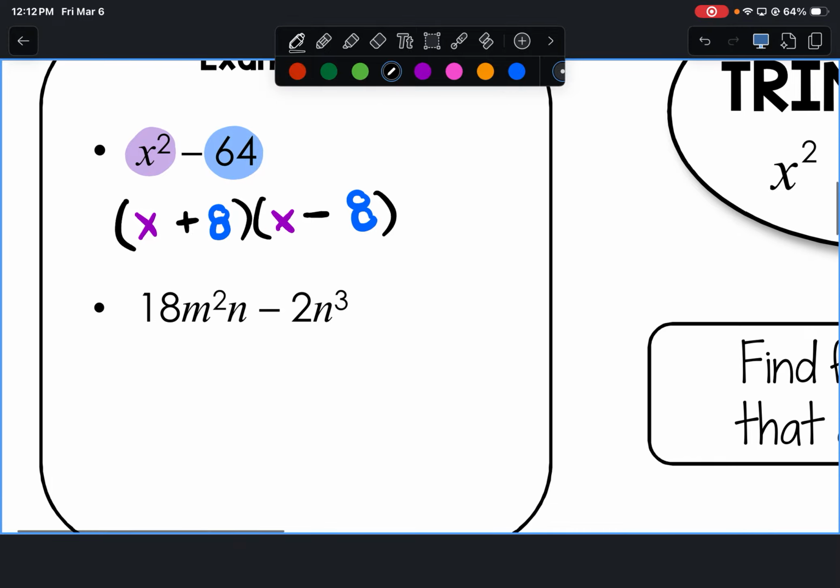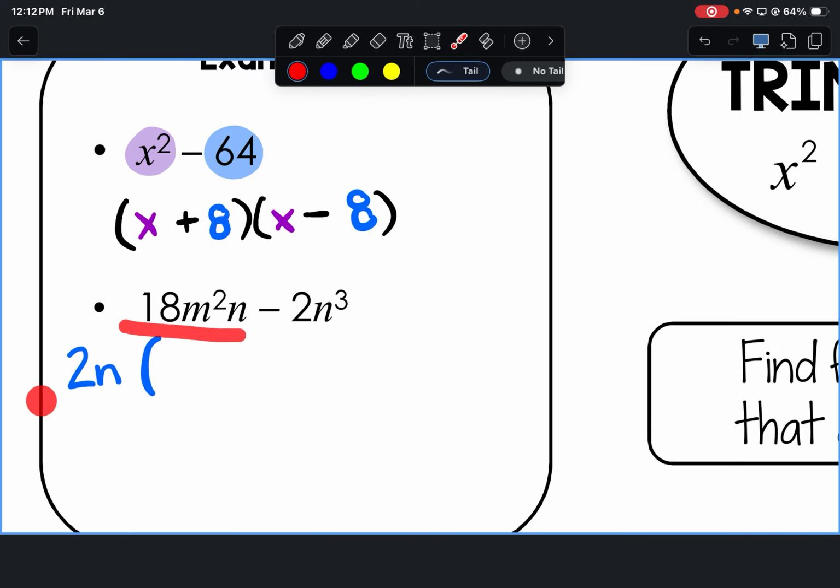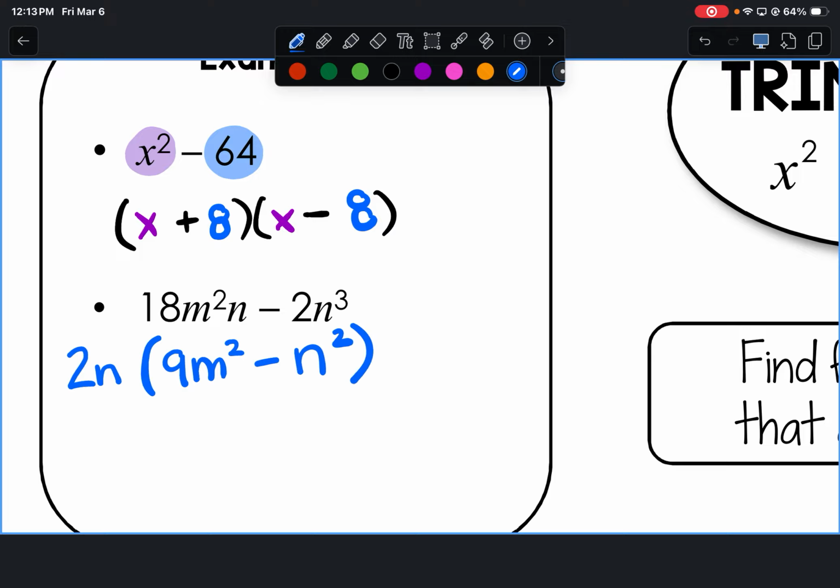Now, for our next question, we have 18m squared n minus 2n cubed. Does that have a greatest common factor? Yes. What is the greatest common factor? 2n. So if we take out a 2n, what is 18m squared n divided by 2n? 9m squared. What is negative 2n cubed divided by 2n? Minus n squared. Yep.